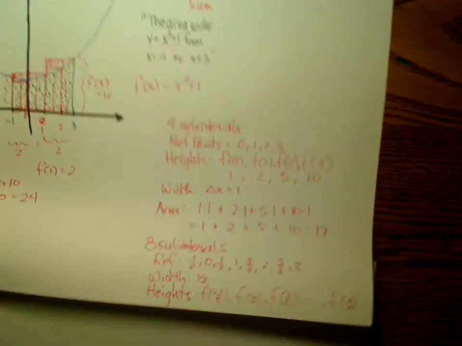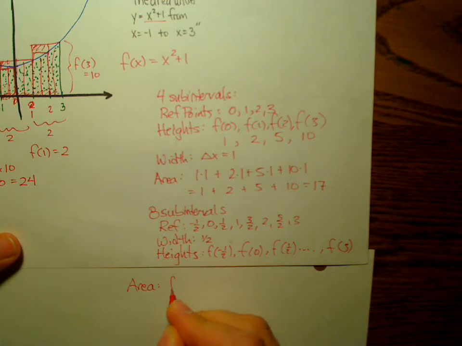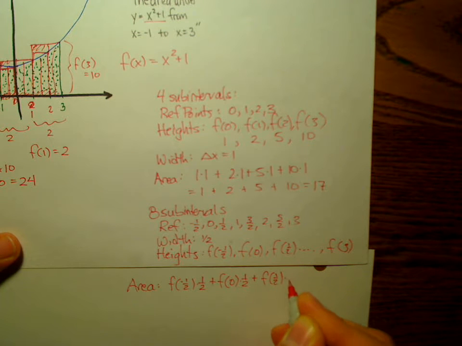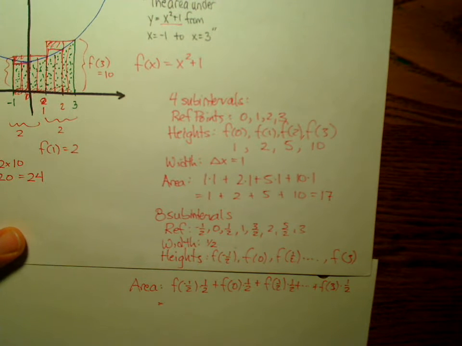And from there, we've got to do our areas. So our area is going to be f of -1/2 times 1/2 plus f of 0 times 1/2 plus f of 1/2 times 1/2, all the way up to f of 3 times 1/2. And I've gone ahead and pre-computed these. This product is going to work out to be 5/8 plus 1/2 plus 5/8 plus, and there's a whole bunch of ones in between, all the way up to 5 there.